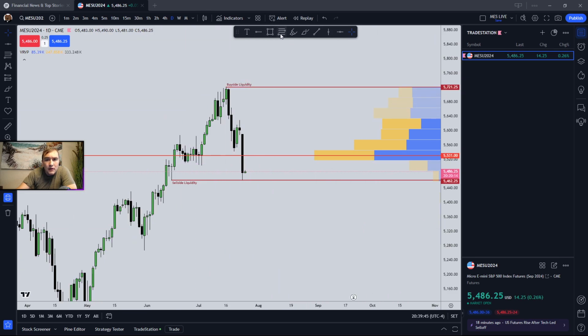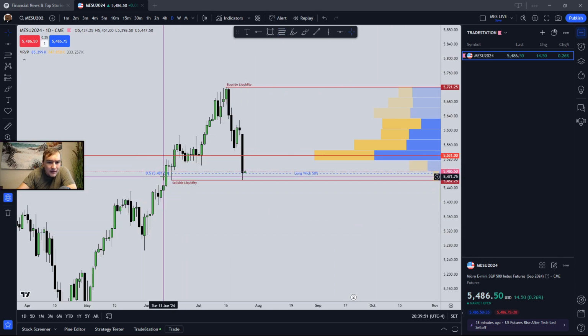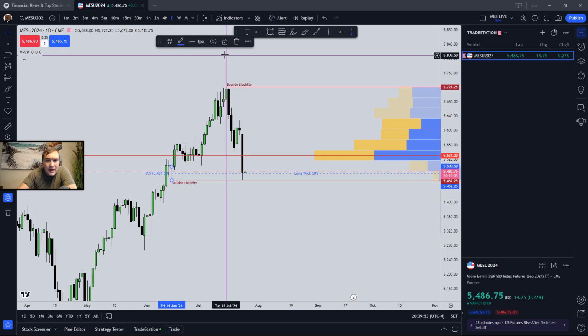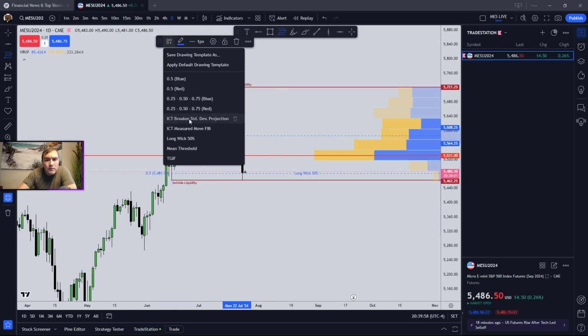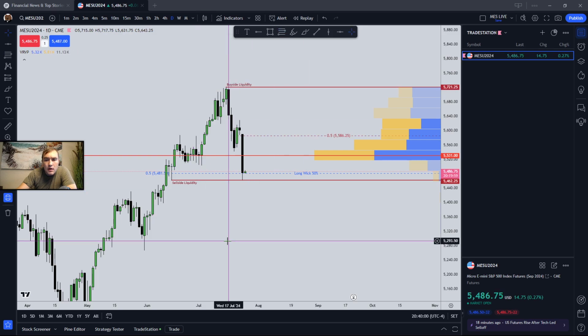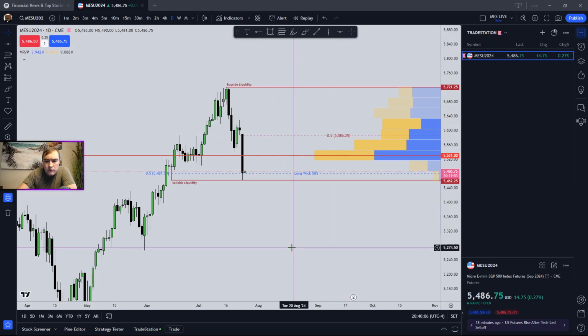We have a long wick inefficiency here, so that long wick inefficiency at 5,481 halves. We've got an order block sitting higher from a daily chart perspective. I'm going to show you the mean threshold of that. Mean threshold of this order block, 5,586 quarters.